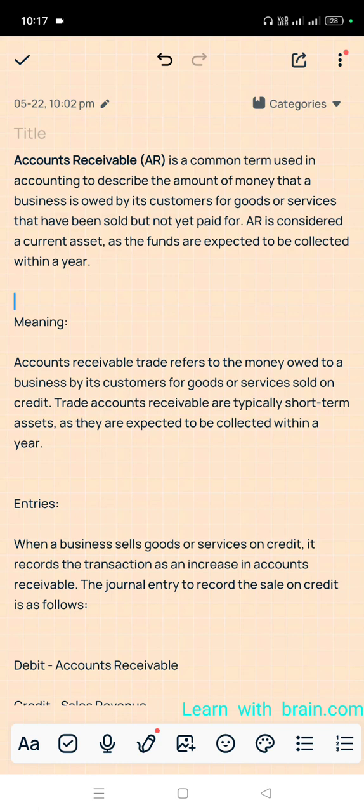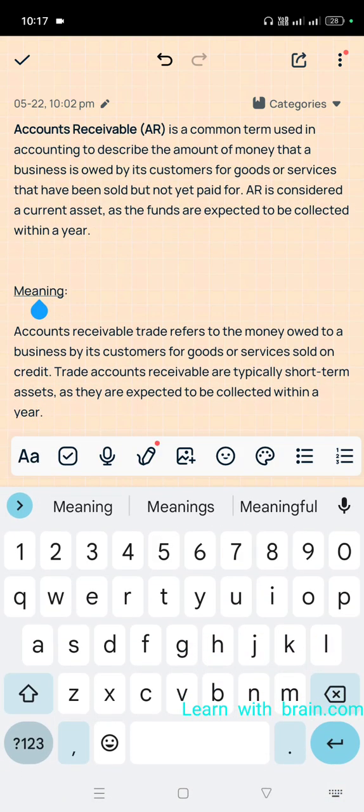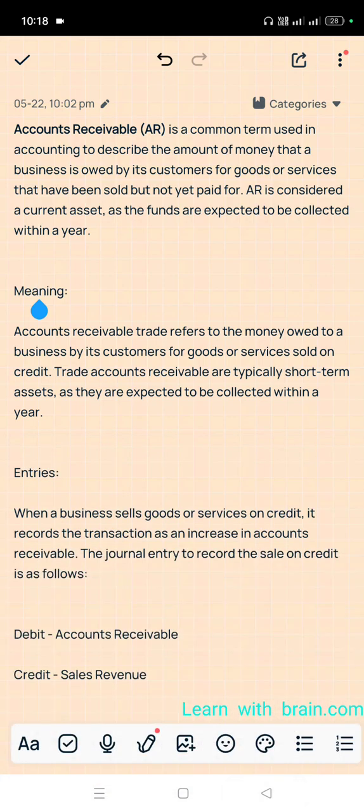AR is considered as a current asset. Why is AR a current asset? Because customers owe money to the business. We have to receive that amount in the current year. So as the funds are expected to be collected within a year, the debtors are collected within a year.